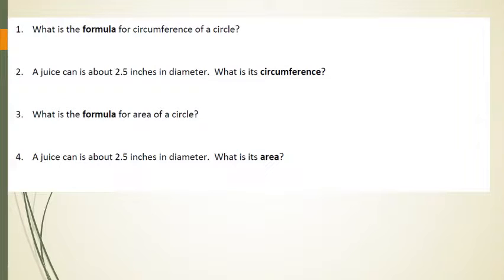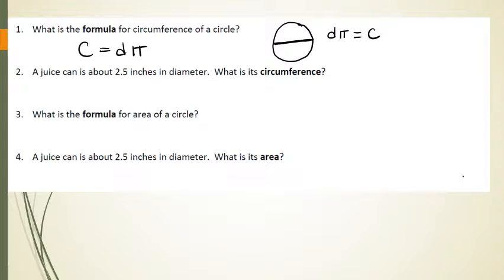What is the formula for circumference of a circle? Circumference is the distance around a circle. And yesterday we explored the relationship between the diameter and the circumference. And we talked about how you could multiply the diameter times pi to find the circumference. So if I want to solve for circumference, I'm going to do diameter times pi.